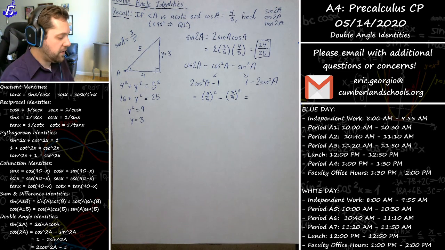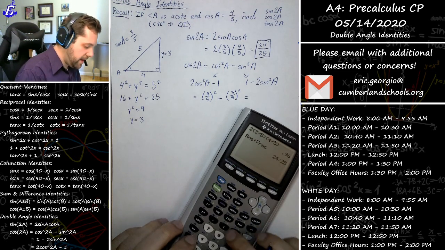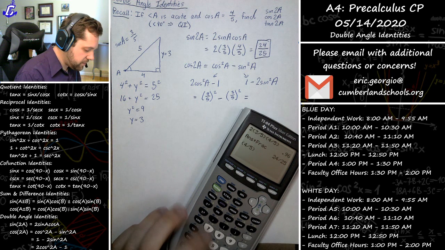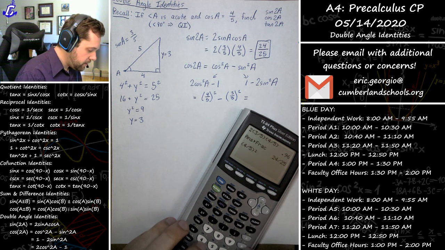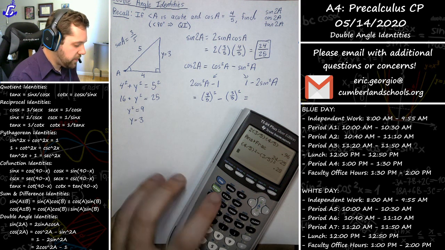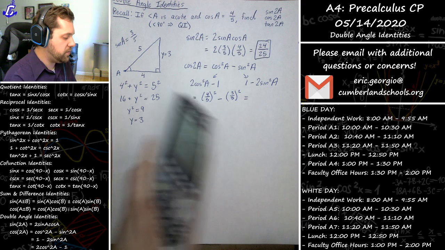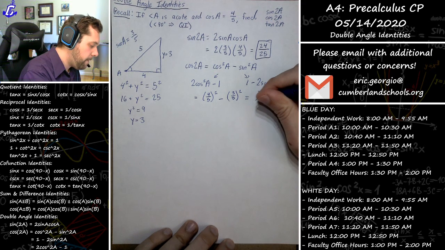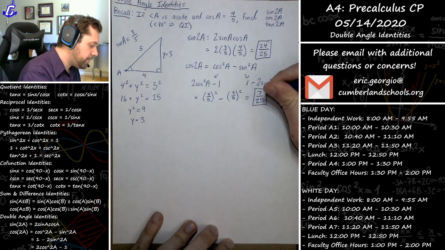And plug it into a calculator. Let's see what we get. I get 4/5 squared minus 3/5 squared, and we get 0.28, which as a fraction is 7/25. Just like that. Okay.